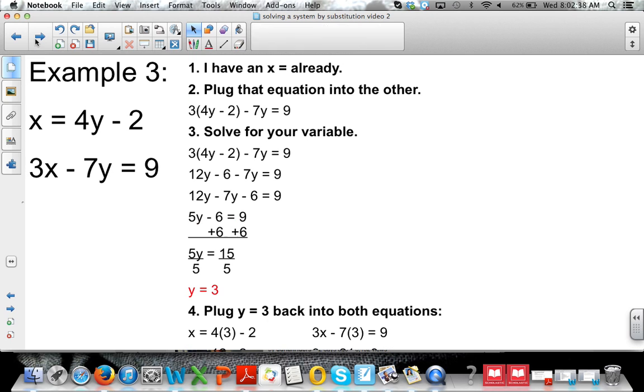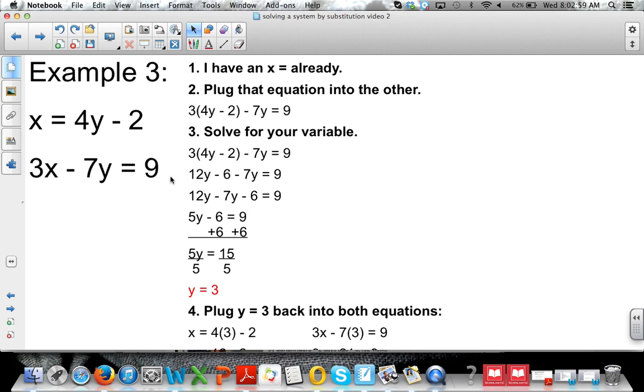Okay, next example. This one's a little more complicated. This time it's x equals. I wanted to show you one of those. So I've got x equals 4y minus 2 and 3x minus 7y equals 9. This video doesn't go over any solving. That's in a pre-made video already on YouTube, so I didn't cover that.